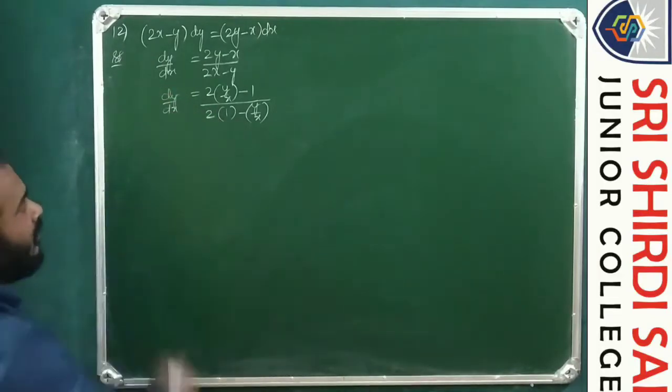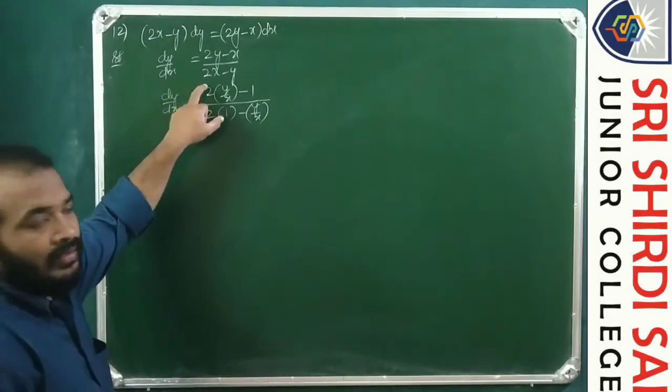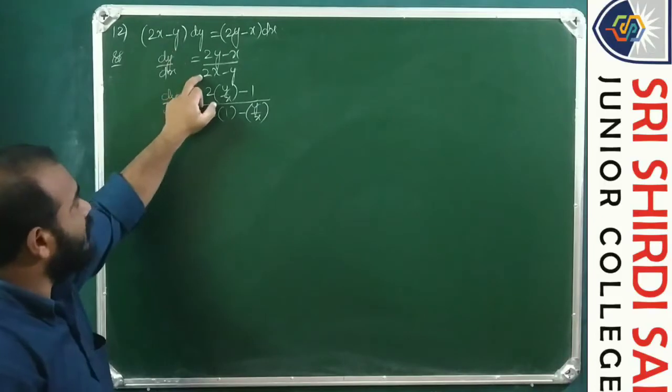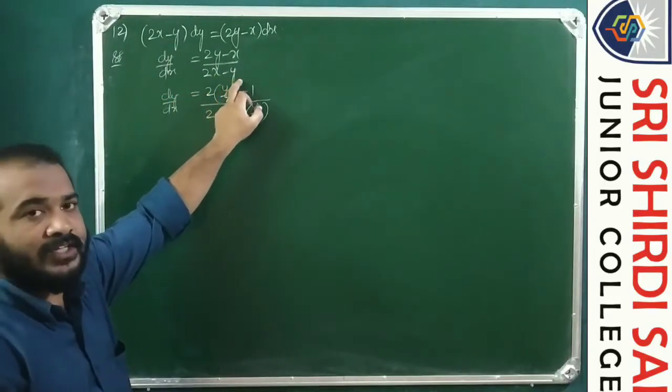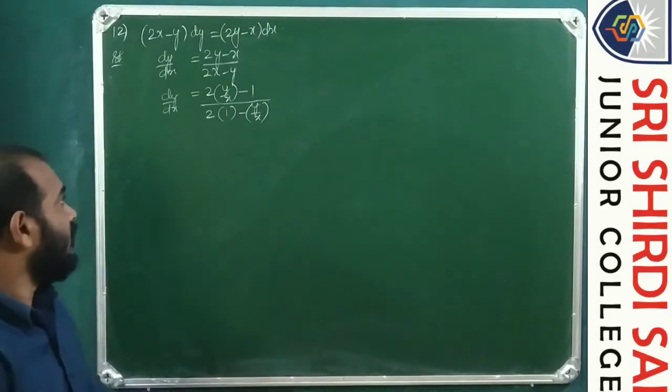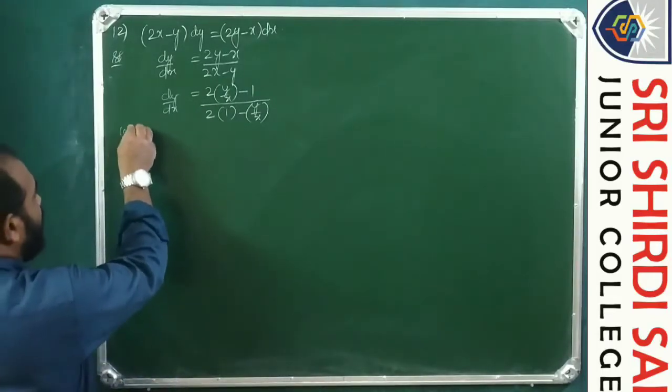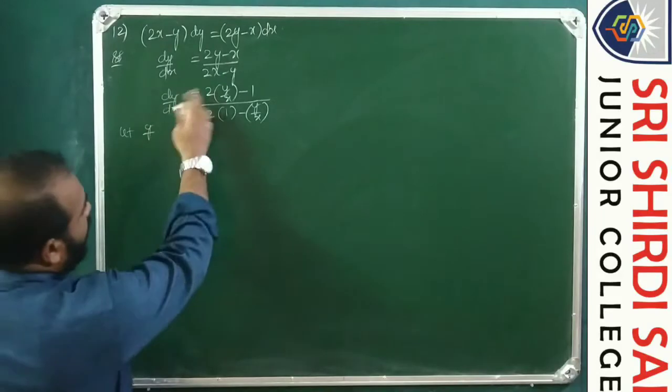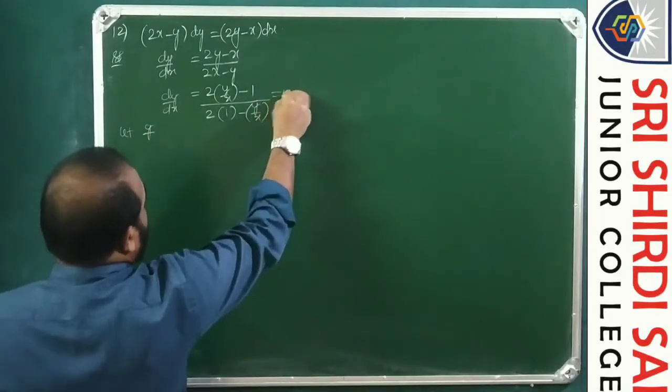We can even do this as dx by dy equals, this should be expressed as f of x by y in that case. That also can be entertained. Now, let y by x, clearly it is a function of y by x.